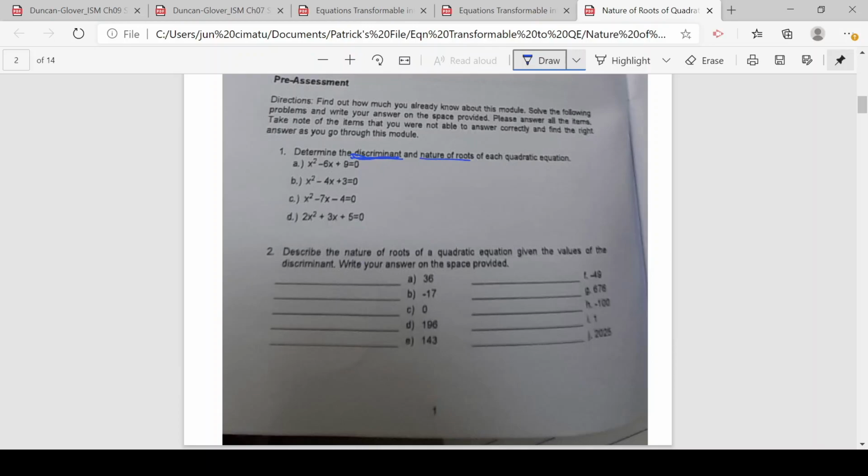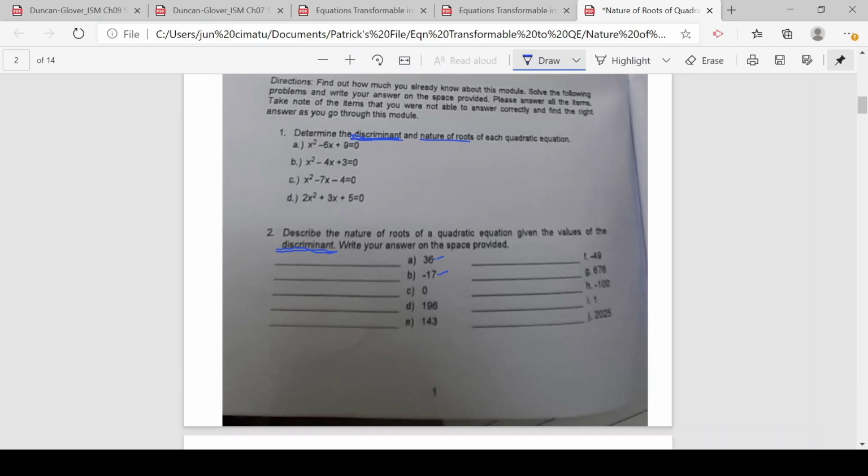Anong klaseng roots meron itong mga quadratic equation? Number 2, describe the nature of roots. Quadratic equation, pinadidescribe yung nature ng roots. Iba-ibang klase ng roots meron ito. Positive ito. Ito negative. Ito yung mga discriminant. So, pabalikan natin ito.